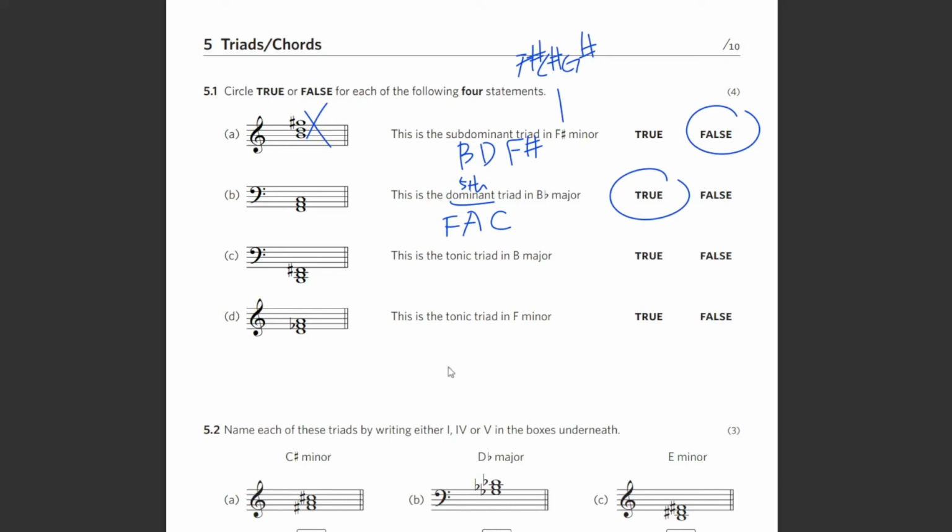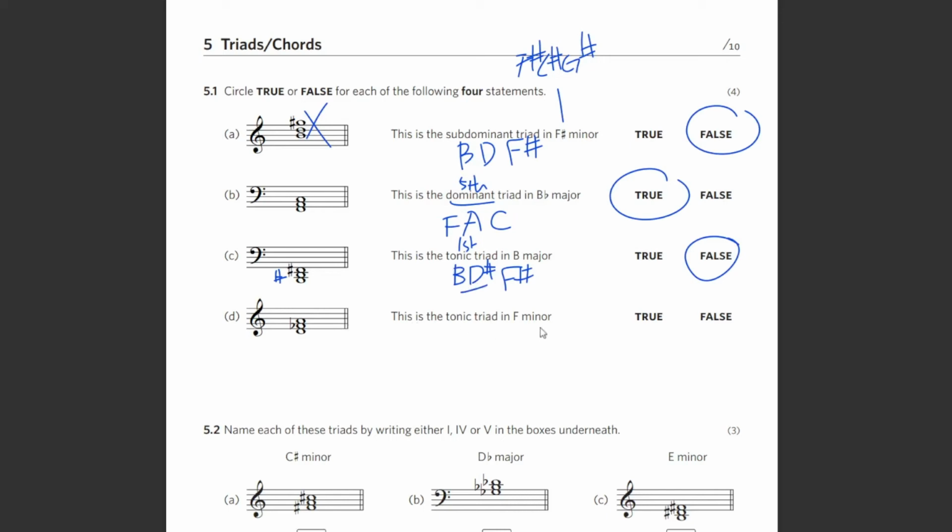Okay, next, let's look at this. This is the tonic triad of B major. So tonic means the first, so the first note is B. So the tonic triad is B, D sharp, and F sharp, because B major has F sharp, C sharp, G sharp, D sharp, and A sharp. So it should be B, D sharp, and F sharp. So this is B, but there's no D sharp. Okay, so it is false, because we are missing D sharp.